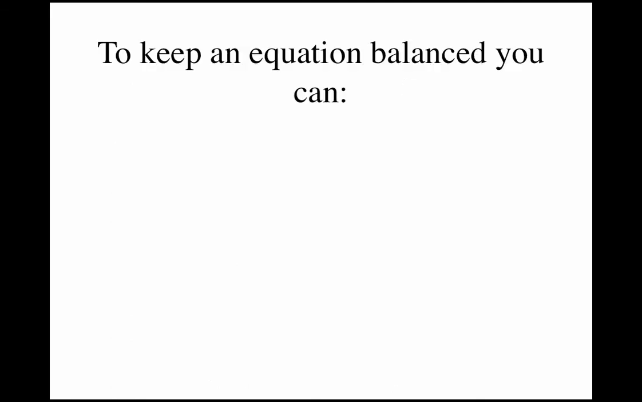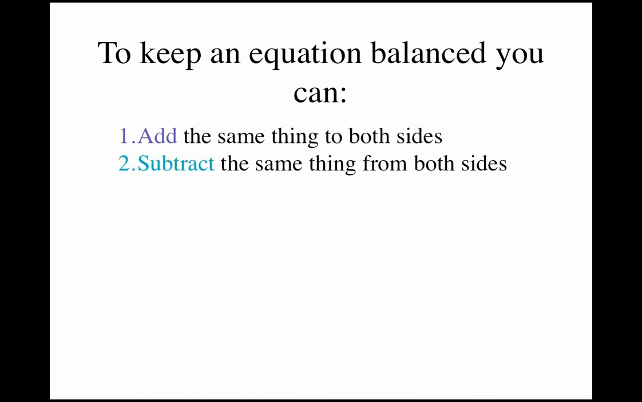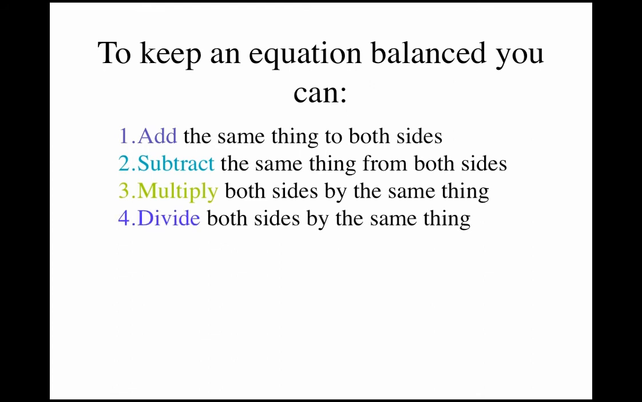To keep an equation balanced, there are some things you can do. You can add the same thing to both sides. Picture a physical balance scale in your mind. If you add the same thing to both sides, it stays balanced. You can subtract the same thing from both sides. You can multiply both sides by the same thing. Again, picture a physical balance scale in your mind. If you double what's on the left and you double what's on the right, it's still going to balance. Or you can divide both sides by the same thing. It's important to remember that these are the steps that you can take in order to get that variable, that x, that box with an unknown number of marbles, all by itself.